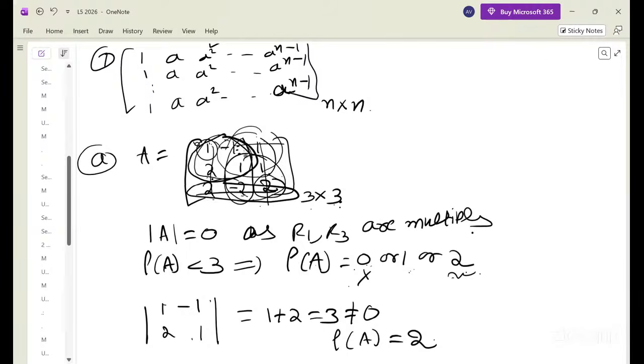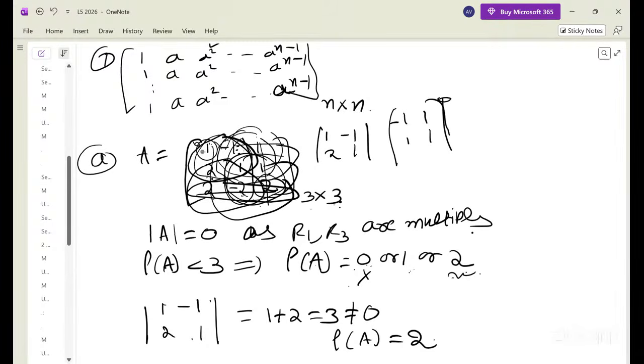Here, I think all of you know what minors you can get. 1, minus 1, 2, 1 is one minor. What is the other minor? Minus 1, 1, 1, 1. Like that, you can get 9 minors. You can take these two, these two, this and this. If all of them are zeros, rank is less than 2. If at least one of them is not 0, stop. If it is 0, go to the next minor. If that is also 0, go to the next minor. If all such minors are zeros, then rank is less than 2. If at least one of them is not 0, then rank is 2. So for this, rank is 2.